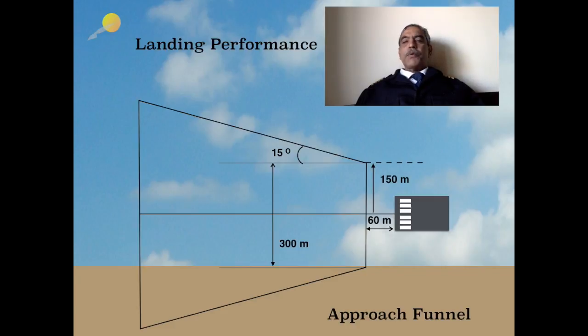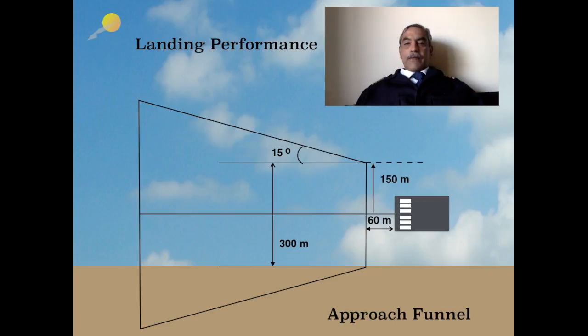There is something called the approach funnel. I want you to pay close attention to this diagram. You see the end of the threshold, the end of the runway. That is the beginning portion where the aircraft will come in for a landing. 60 meters have been left out, and then the portion laterally on either side is 150 meters, totaling 300 meters. And from the 60 meters edge, an angled line of 15 degrees on either side is drawn as shown in the diagram. This portion is called the approach funnel.